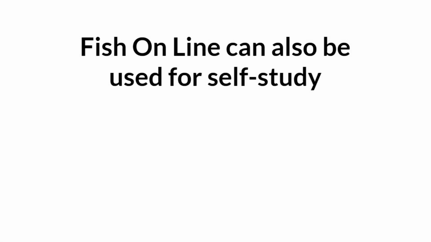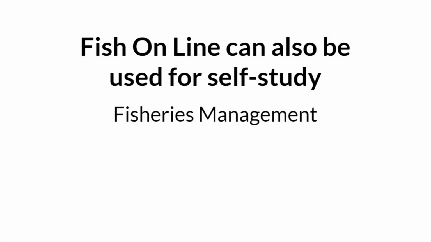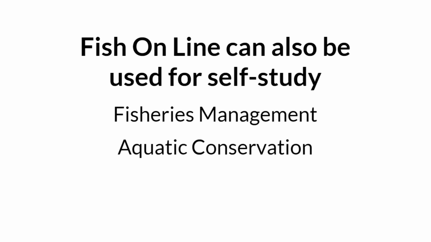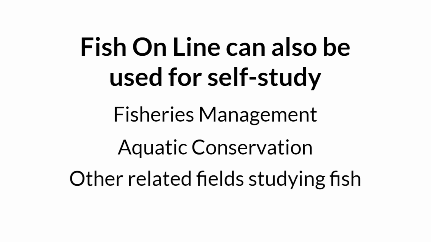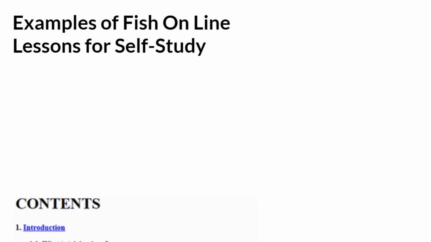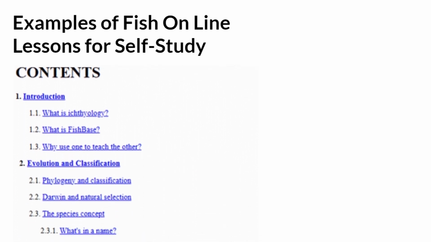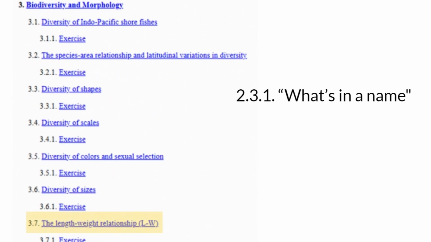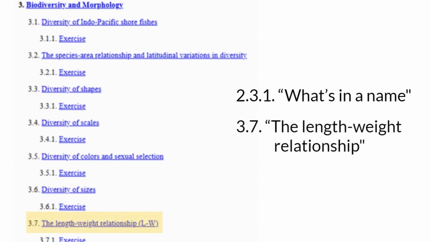Fish Online can also be used for self-study by practitioners in fisheries management, aquatic conservation, and related fields to understand various concepts in the study of fishes. Let us look at examples of how practitioners can use Fish Online lessons for self-study. Let us look at two sections. The first one titled, What's in a Name?, explaining how fishes get their names. The second, titled, The Length-Weight Relationship, showing how fish weight can be estimated if you have measured its length. Now let's look and see, what's in a name?